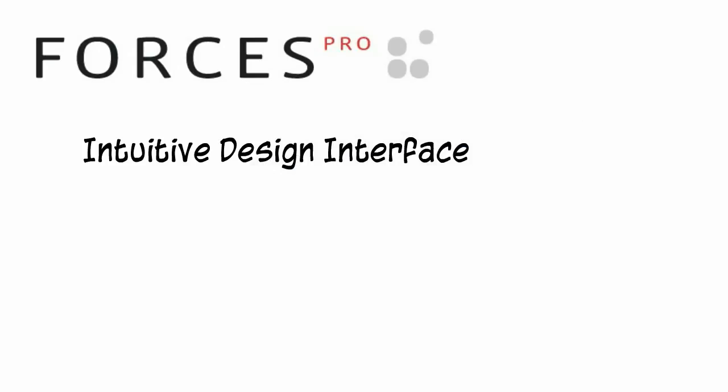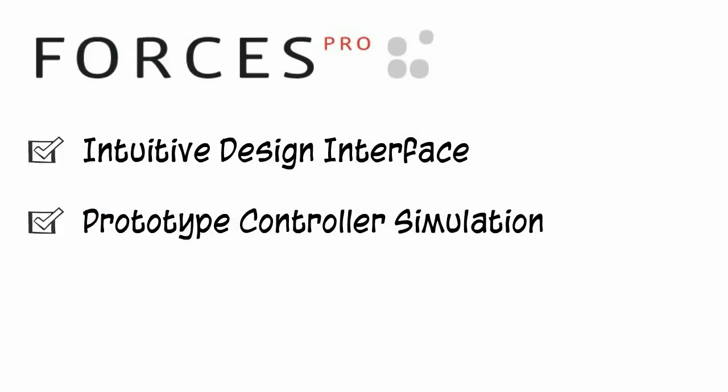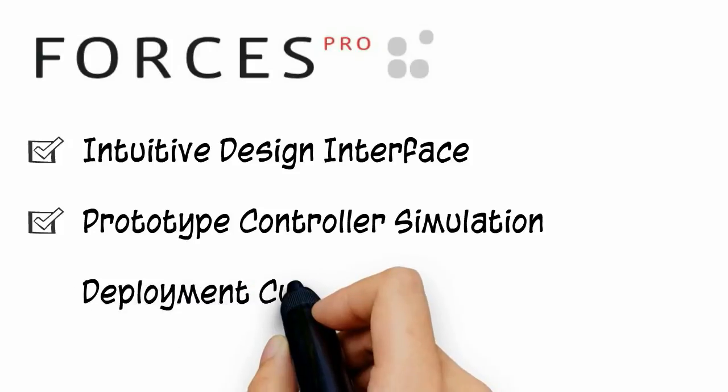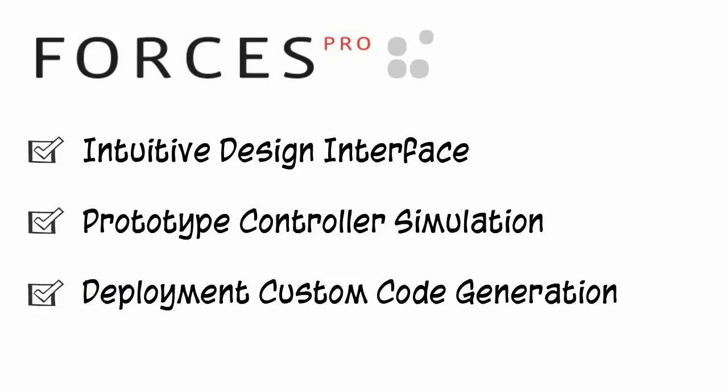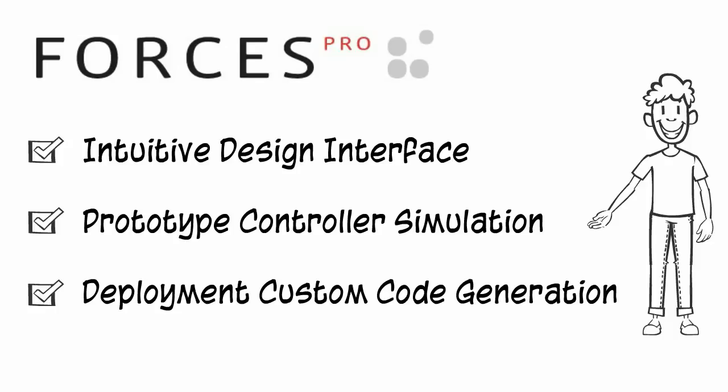Luckily, now you can use Forces Pro to automate the whole process. Define your control problem in a very intuitive way. Generate prototype controllers for simulation in MATLAB Simulink in under 5 minutes. And once you are happy with the control behavior, generate high-performance deployment code from a wide range of state-of-the-art methods that are automatically customized to your particular problem for extra performance, saving you time and improving the control quality.